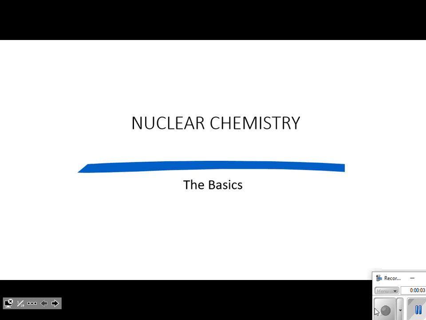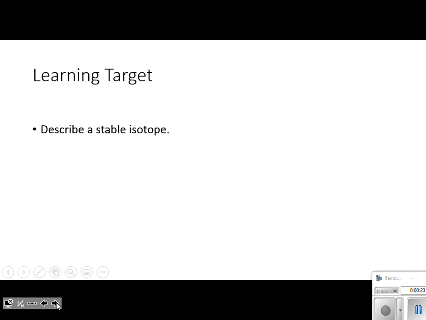Today we're going to discuss and start out with our nuclear chemistry. So we're going to combine this with bonding. So nuclear chemistry, we're going to talk today about some basic ideas of nuclear chemistry. So our learning target is to describe a stable isotope.